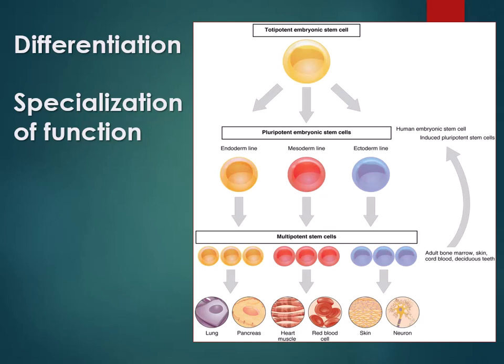Anyway, the further differentiated you get, the less likely you can go back, and the cells become very specialized in function. So it's too late once you become a lung cell or a heart cell to turn around and become a pancreas cell or a brain cell.